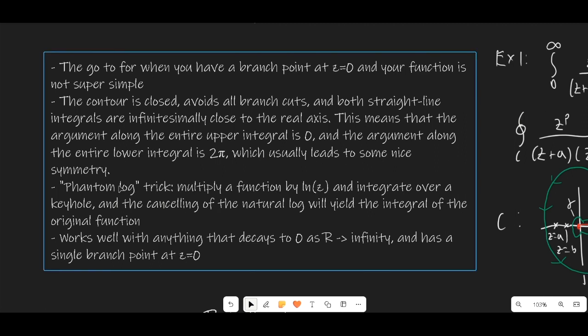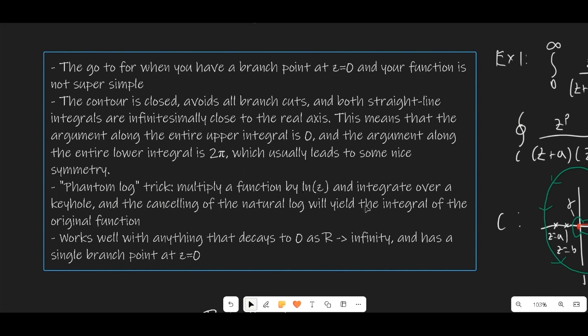Now, this trick is a little bit confusing, but we have what's called the phantom log trick, and what we can do is multiply a rational function, or even a function with natural log of z in it, by natural log of z, and then integrate over the keyhole contour. On the upper keyhole contour, natural log of z will just turn into natural log of x. But on the lower contour, natural log of z will turn into natural log of x plus 2 pi i. And then when we subtract these two integrals from each other, the natural log of x will cancel, but the 2 pi i will remain.